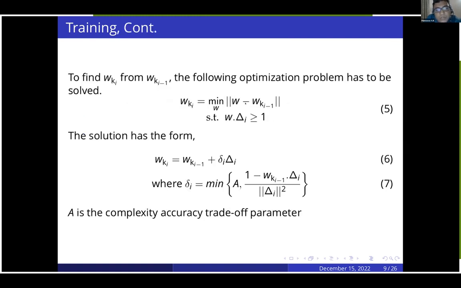This is a simple optimization problem which is simply an L2 norm. It is somewhat similar to the SVM training objective, and it has a closed form solution: w_k^i equals w_k^(i-1) plus alpha_i delta_i, where alpha_i minimizes the hinge loss, the minimum of A and (1 minus w_k^(i-1) dot delta_i) over delta_i squared. Here A is the complexity accuracy parameter. This is the fundamental training algorithm. It works in an online fashion: each instance of a keyword is passed to this algorithm and w is trained. A simple online learning algorithm.